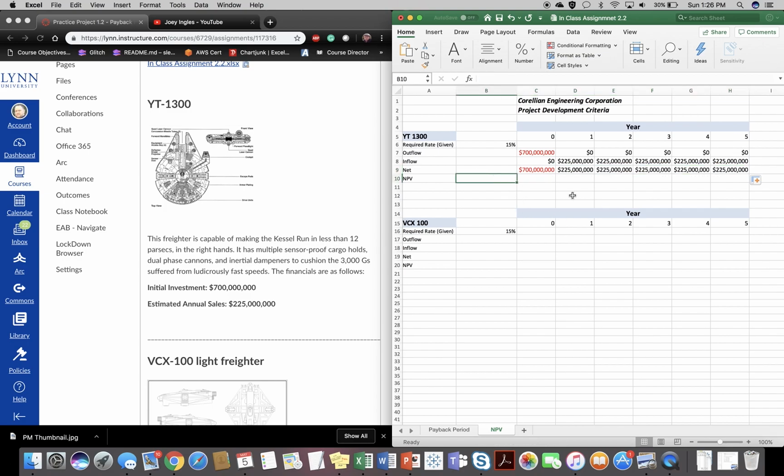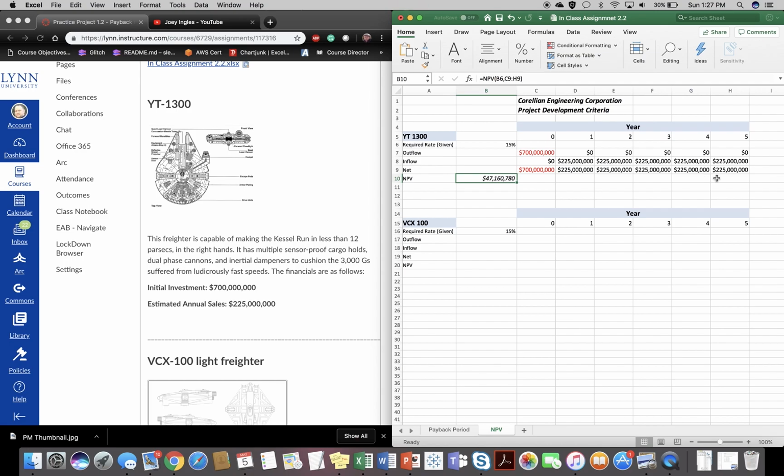To get the net present value, we're going to take the NPV with the 15% and these outflows. So in Excel, that is equal to NPV, open parentheses, select our required rate of return, and then select the stream of payments all the way across the board, C9 through H9. When we total it up, we get a total net present value of $47,167,080.